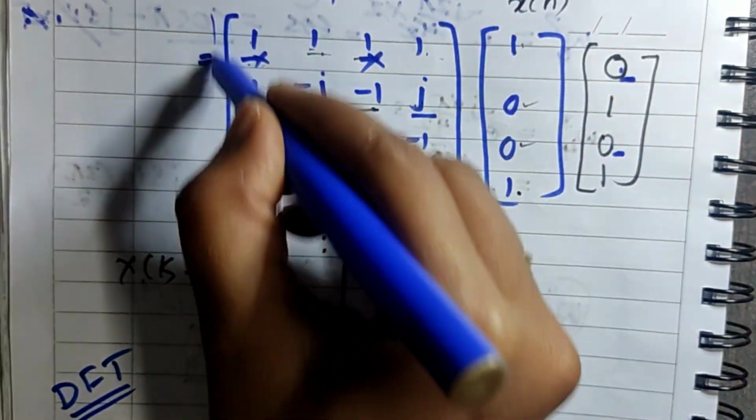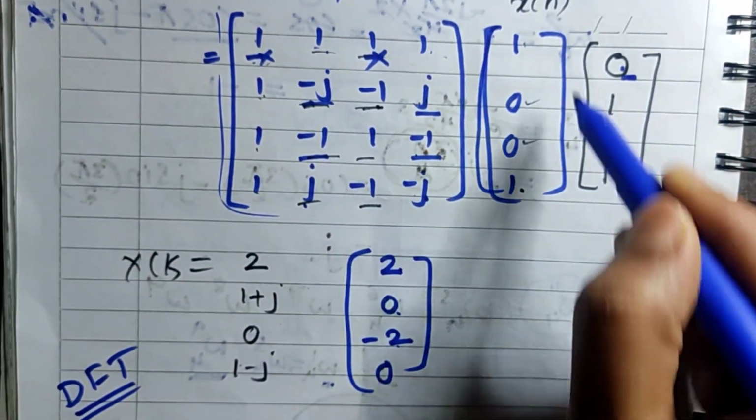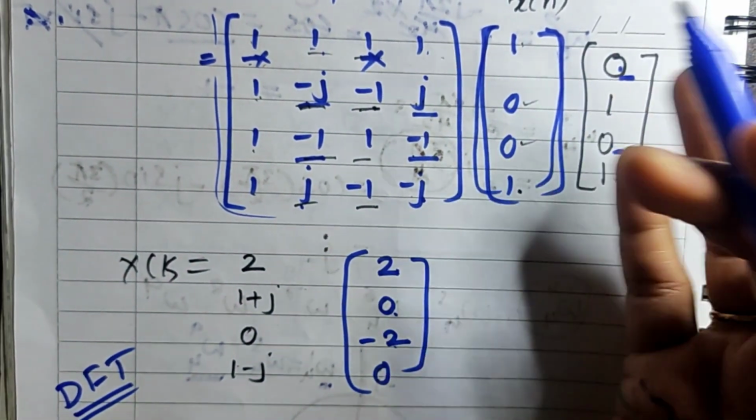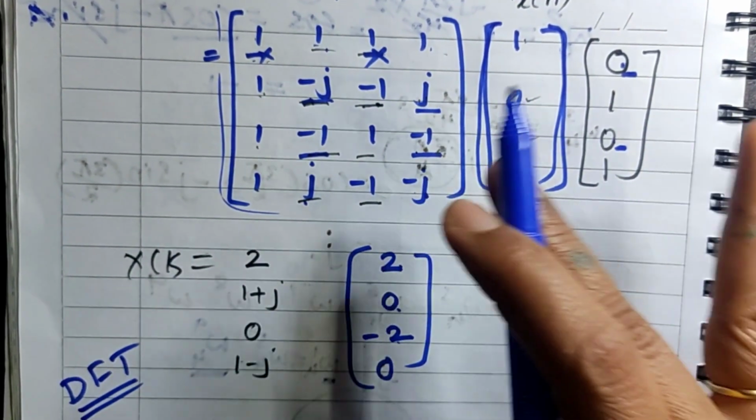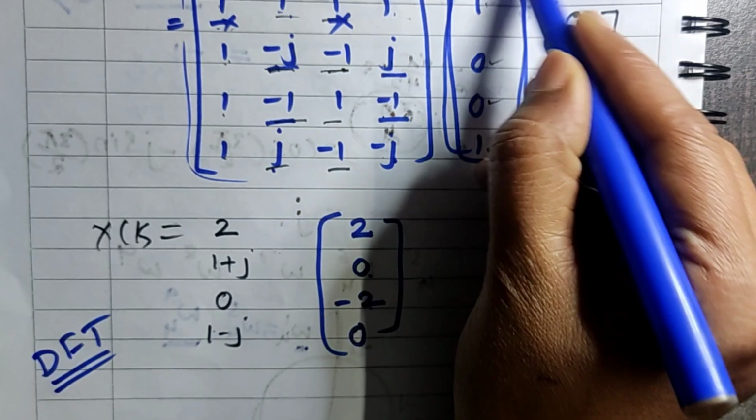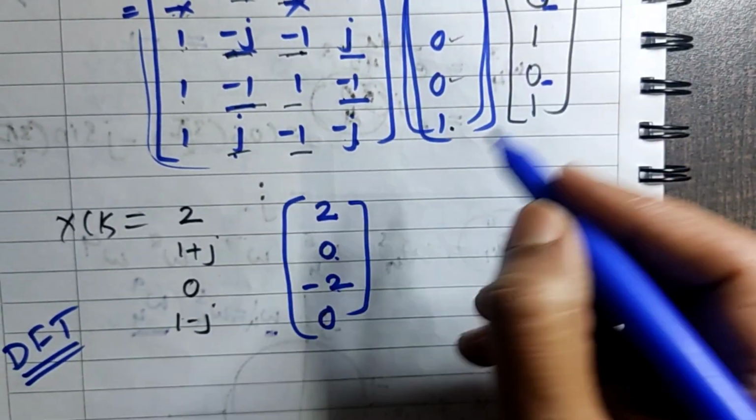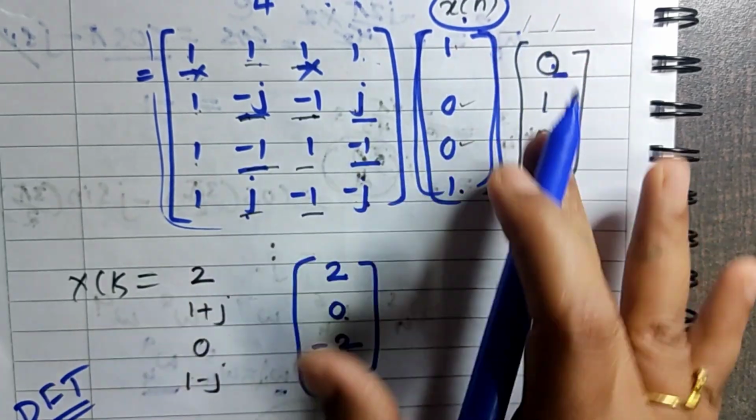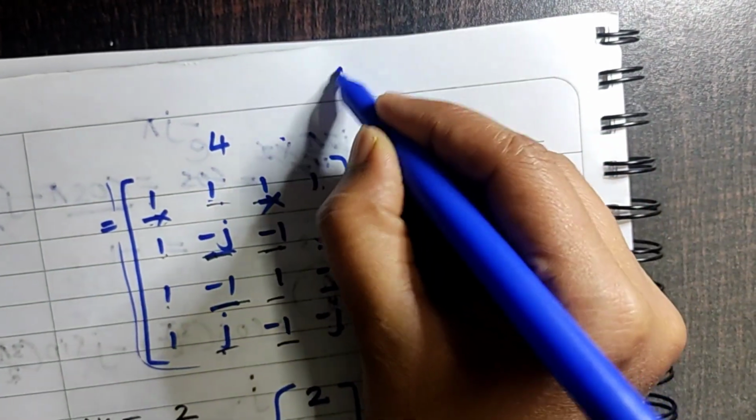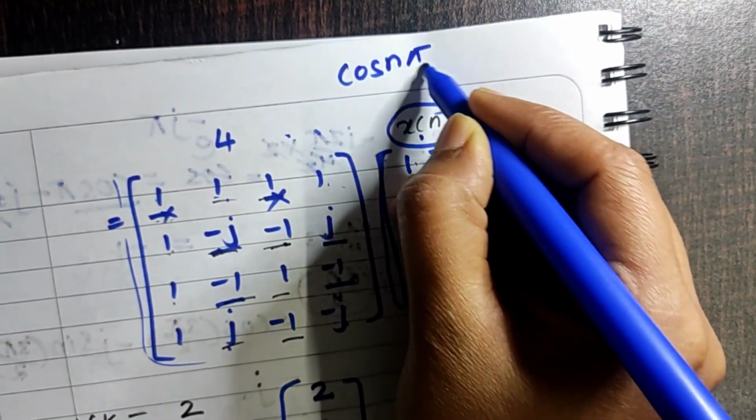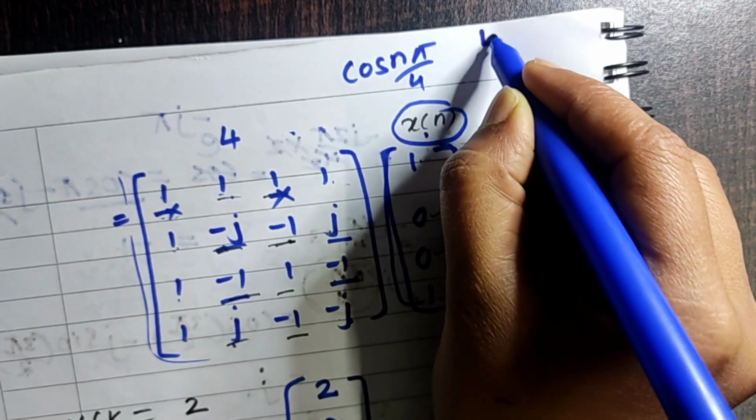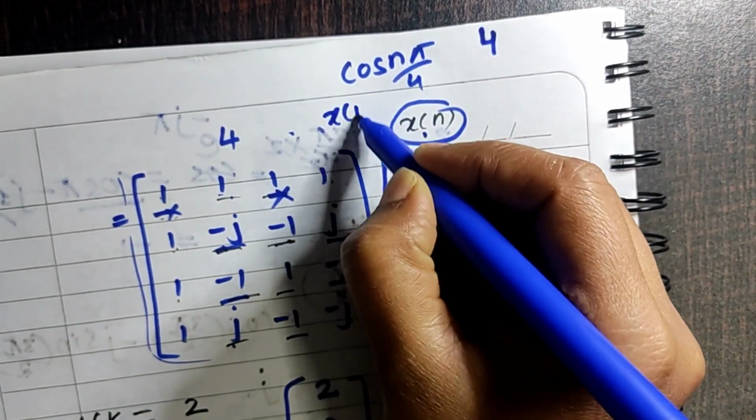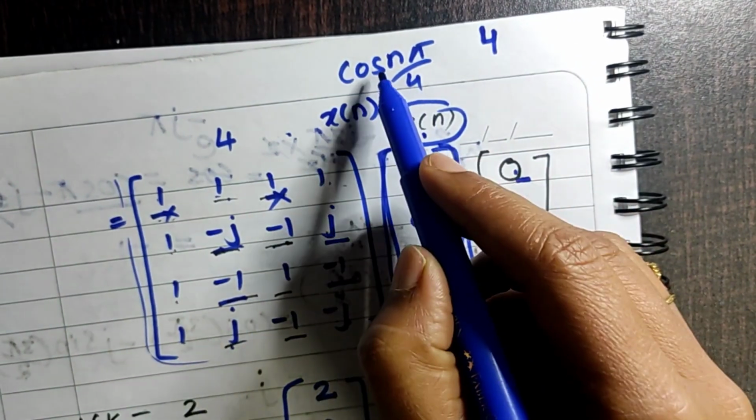So this matrix remains the same, only the multiplication of the sequences varies. What difficulty level can we expect for this type of numerical? This was x of n given sequence-wise. Now let us have it formula-wise. Suppose x of n is not given as a sequence, but as cos n pi by 4. For the 4-point DFT, find the DFT. So we don't know x of n now, and first we have to find x of n using this.